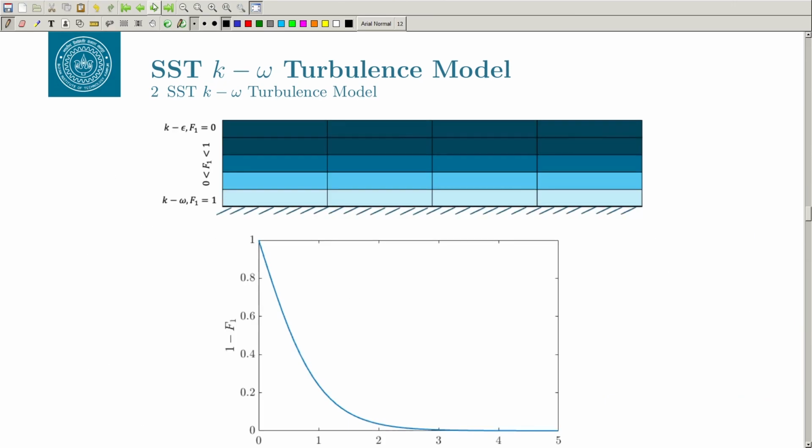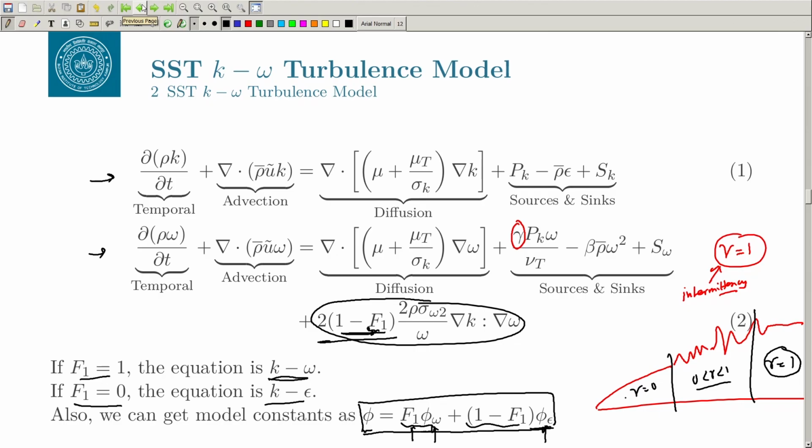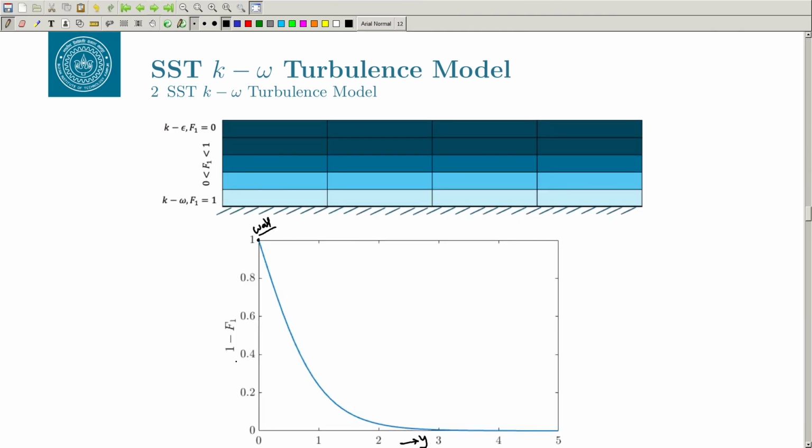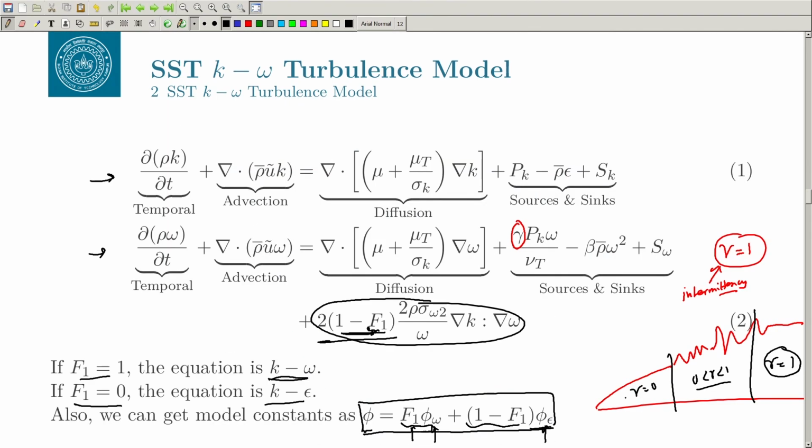If you plot this f1, here I am plotting 1 minus f1, because I want to show how this works between the k omega and k epsilon, and this is more natural to understand. So when f1 equal to 0, 1 minus f1 equal to 1. Say this is my wall, this is my y. The value 1 minus f1 equal to 1 means f1 equal to 0, so that will be k epsilon.